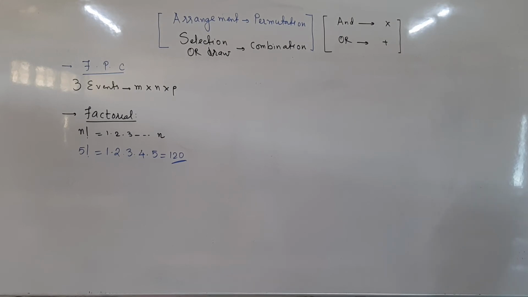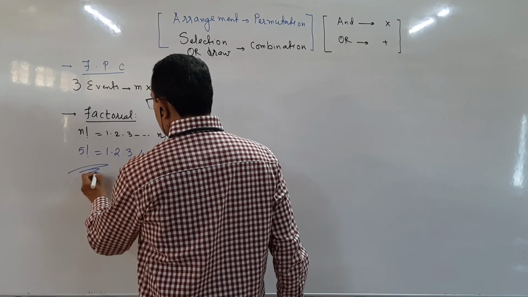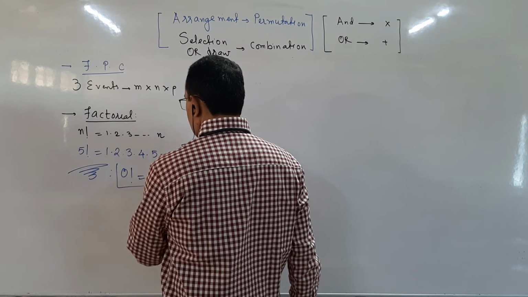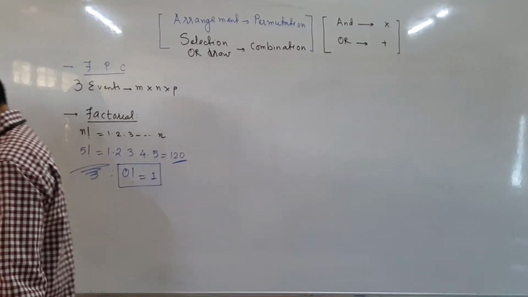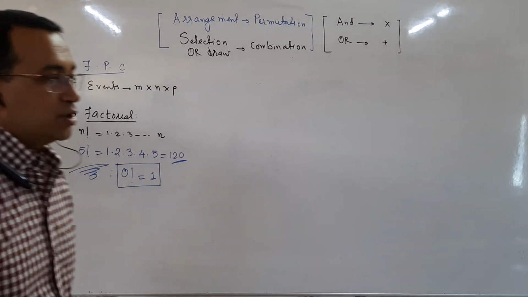So x factorial, where x must necessarily be a natural number, is the product of first x natural numbers, and as an exception, we have 0 factorial is 1. 0 is not a natural number. As an exception, students, we have 0 factorial is equal to 1.